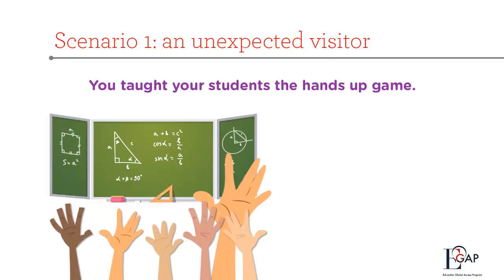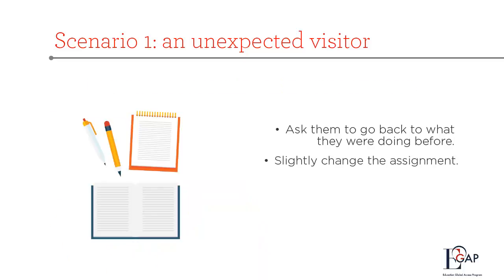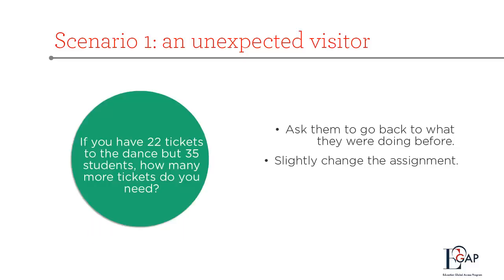Now that you have their attention, you could either ask your students to go back to their math just as before. In this case, it's possible that their thoughts will start to wander and they won't really absorb the information, or you could very slightly change the assignment. Your students can still learn addition and subtraction, but instead of adding together simple numbers, try creating a word problem. If you have 22 tickets to the dance, but 35 students, how many more tickets do you need?